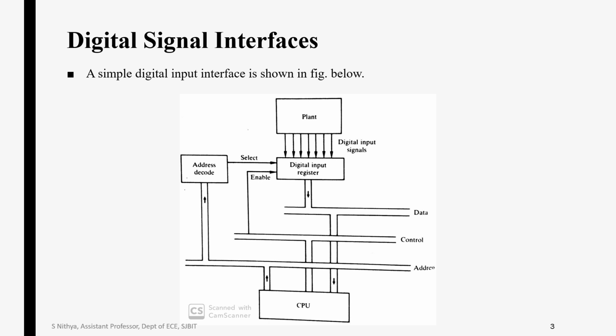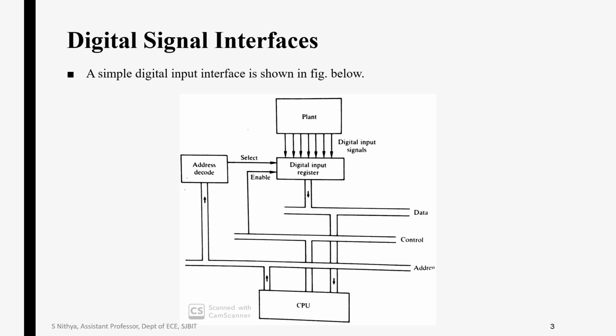Here you can see the plant. The plant's outputs are sent into the digital input register, and that is sent to the address decoder. By using the address decoder, whatever data is registered will be sent to the CPU. Now we are going to talk about the operations performed in this digital signal input interface.